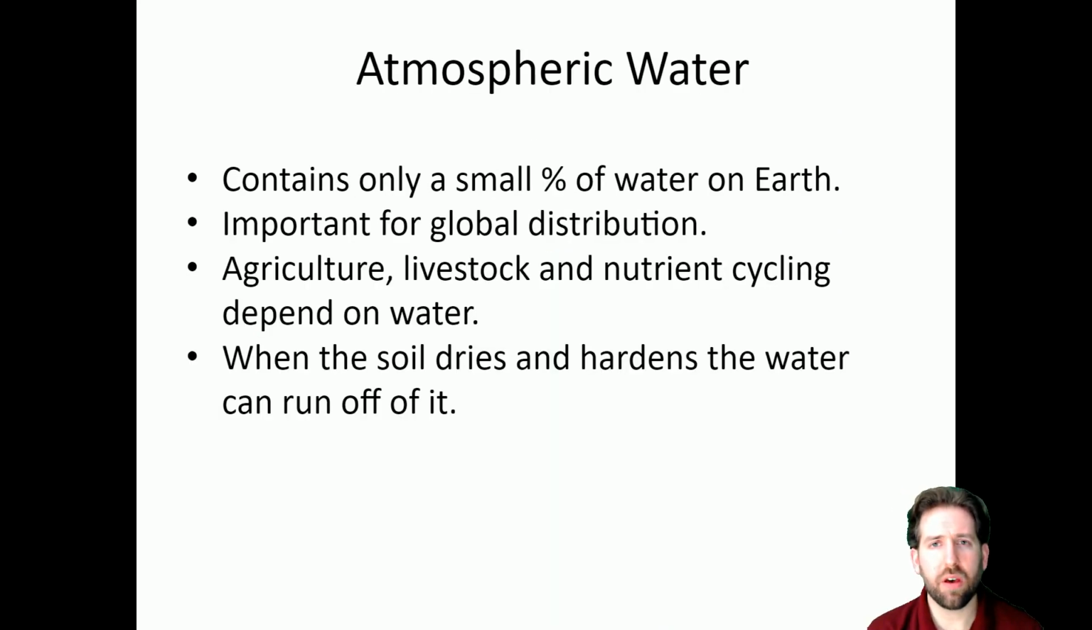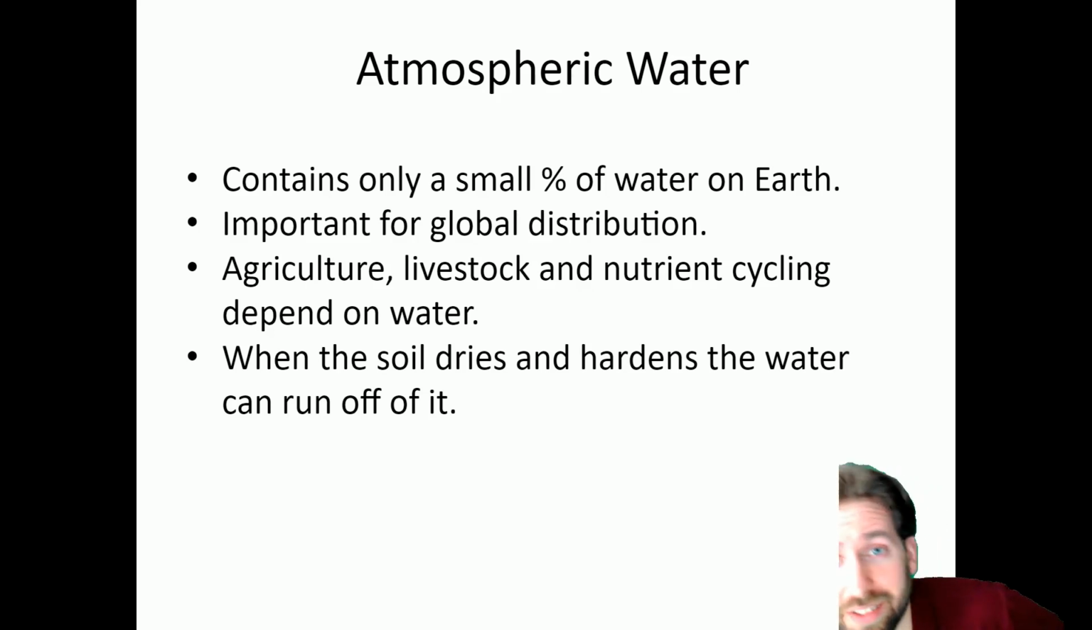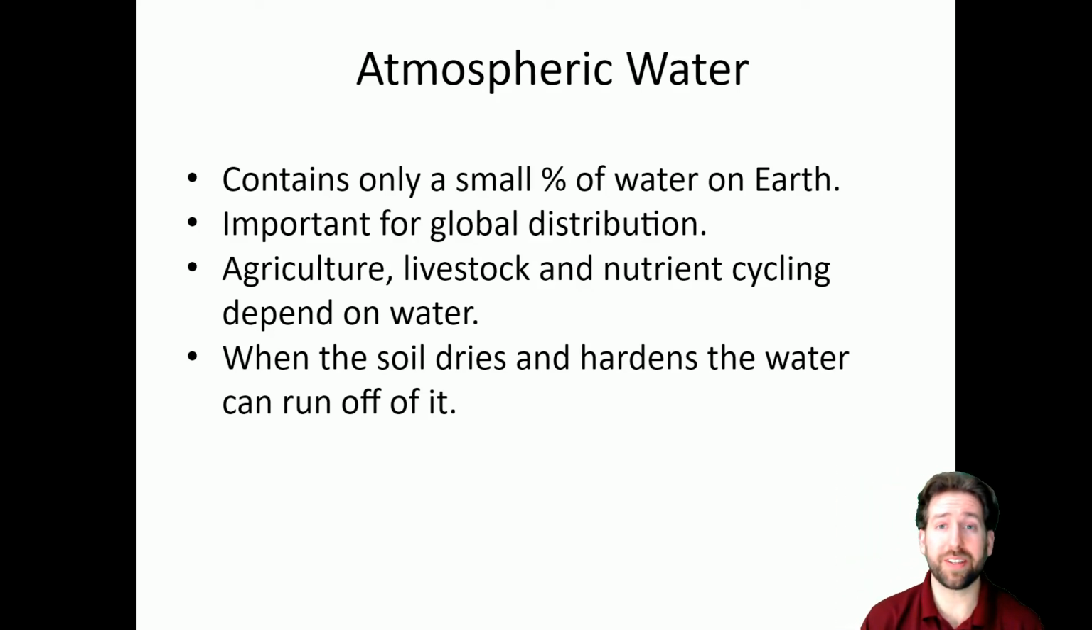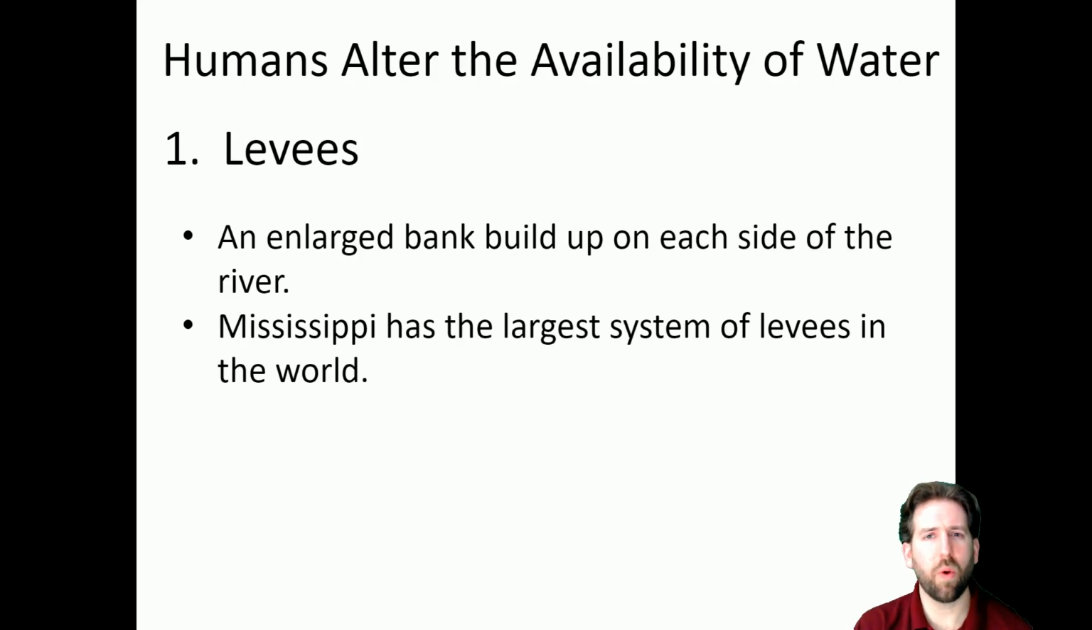In terms of the atmospheric water that we have, there's not really much up there. I mean, it is certainly important for global distribution. Rain is going to fall over various areas, and that's going to bring fresh water to places that otherwise would not get it at all. Agriculture, livestock, and nutrient cycling depend on rain to fall. Without rain falling, there's literally no new fresh water that's being brought to land. So, water is not very available. What can we do as humans to make it more available?